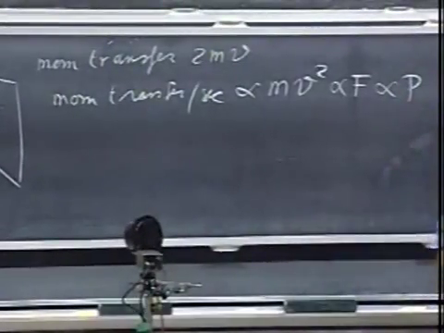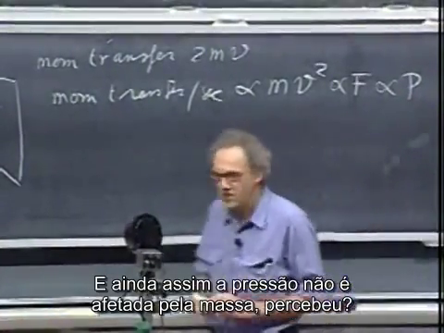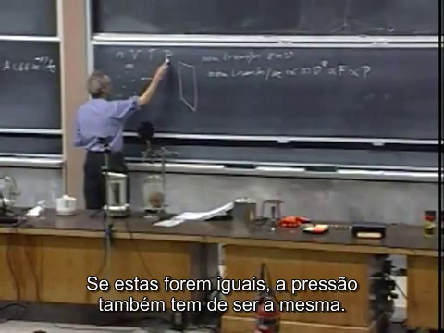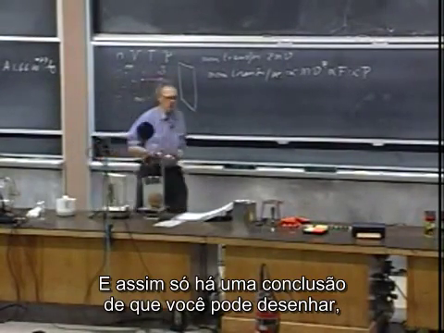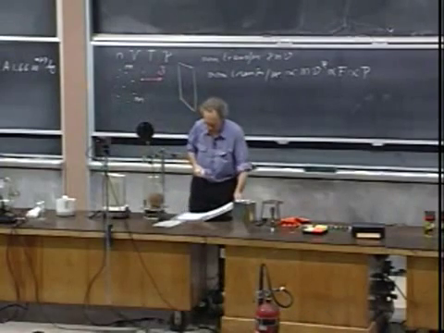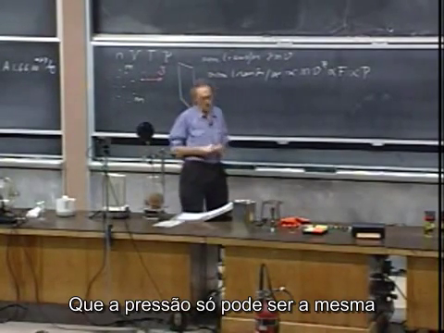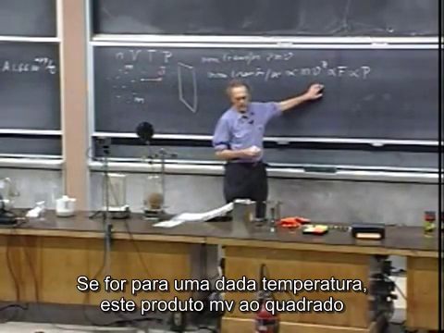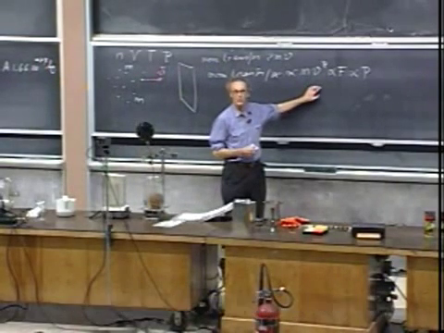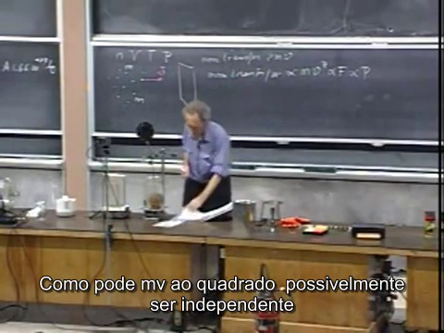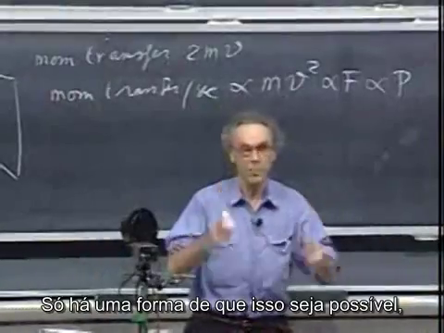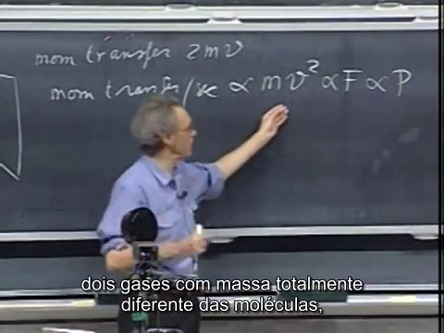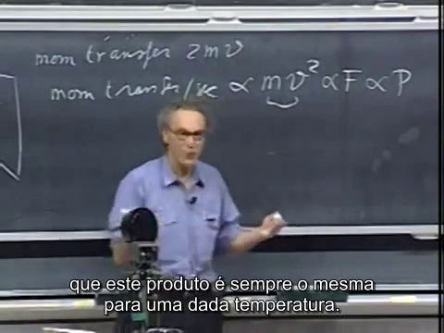And yet, the pressure is not affected by the mass. Notice, if these are the same, the pressure must also be the same. And so there's only one conclusion that you can draw, which is very non-intuitive, that the pressure can only be the same if, for a given temperature, this product, mv squared, is independent of the mass of the molecule. How can mv squared possibly be independent of the mass of the molecule? There's only one way that that's possible. If you take two different masses, two gases with totally different mass of the molecules, this product is always the same for a given temperature.